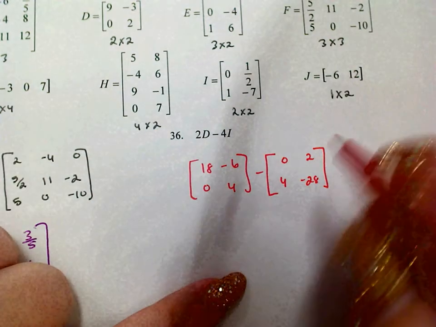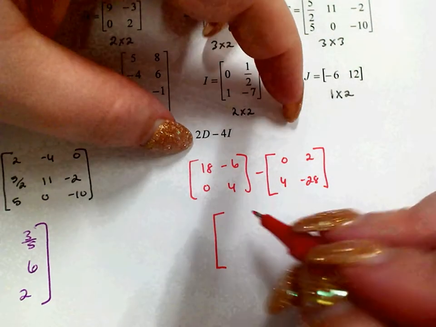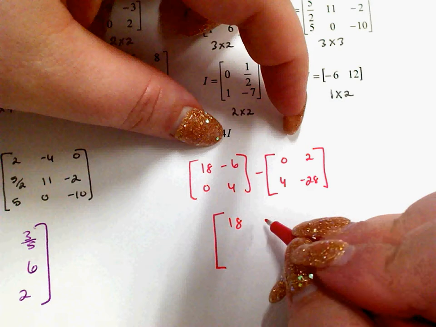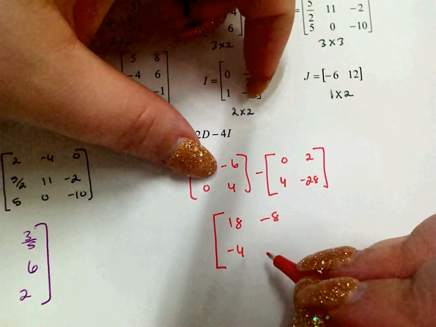18 minus 0 is 18. Negative 6 minus 2 is negative 8. 0 minus 4 is negative 4. And 4 minus a negative 28 is a positive 32. And that is your answer.